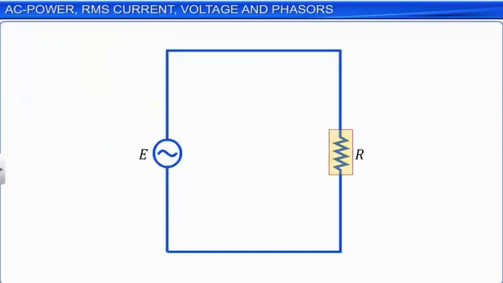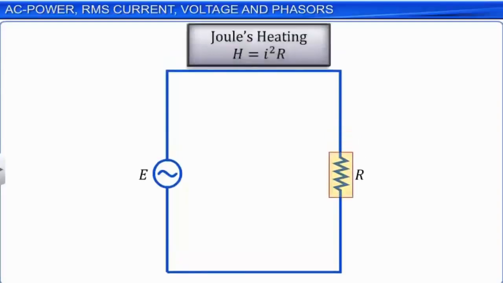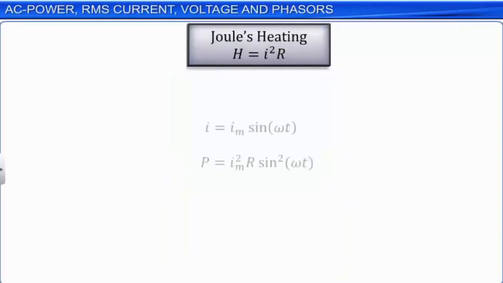This heat dissipation across a resistor due to the electric current through it is also known as Joule's heating, which is expressed as I²R. The instantaneous power dissipated in the resistor is I²R.